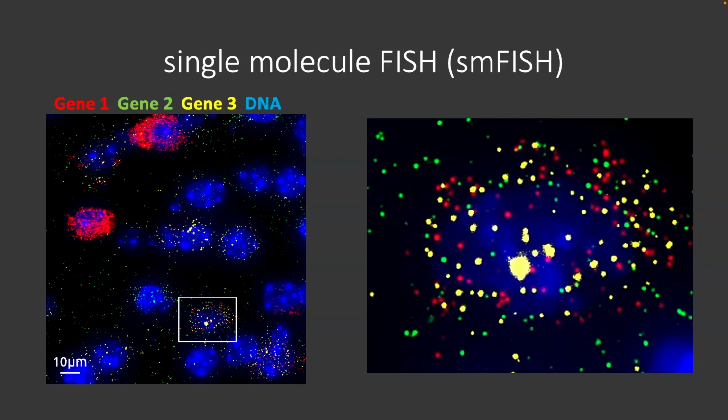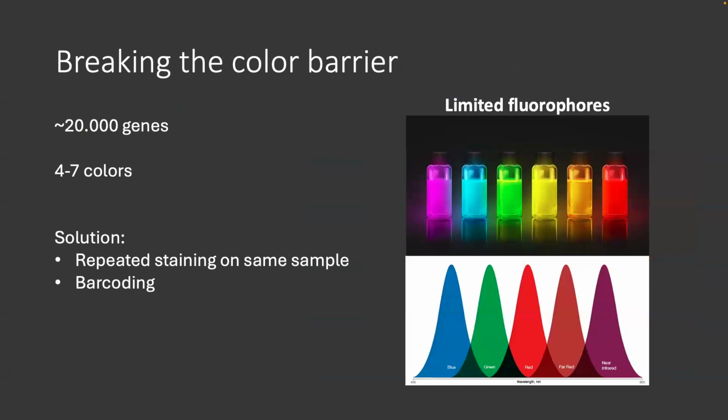So this is great, very quantitative, very nice, but there is a major limitation in microscopy, and that is that there are not so many distinguishable colors in a microscope. If you have a typical microscope, you can maybe see 3 or 4 different fluorophores or colors in your setup. If you have a very special microscope, you can maybe go to 7, but that's about it. And as you know, we have about 20,000 genes in our genome, so 4 to 7 is really far off from what we would like to measure.